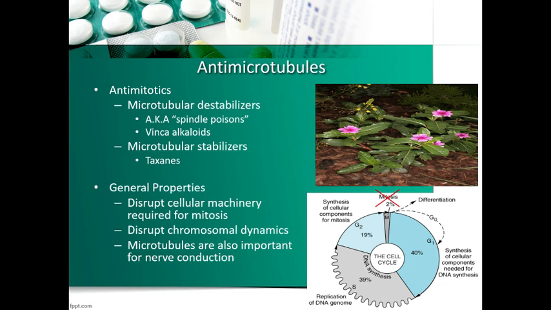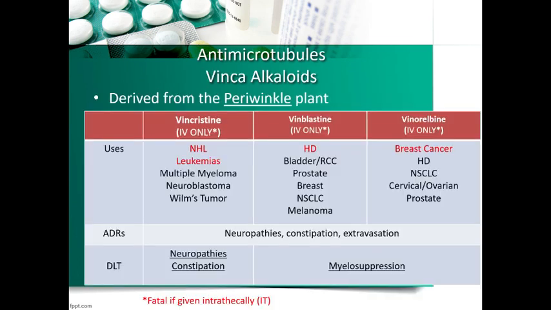All right, moving to our antimicrotubules. We've got two classes here. We've got our destabilizers, also known as vincas, spindle poisons, and then we have our stabilizers, our taxanes. Destabilizers and stabilizers both work in the M phase. They're both disrupting cellular machinery that's required for mitosis. As we'll talk about in the next video, microtubules are important for nerve conduction. So the main toxicity we see with these agents tends to be neuropathies.